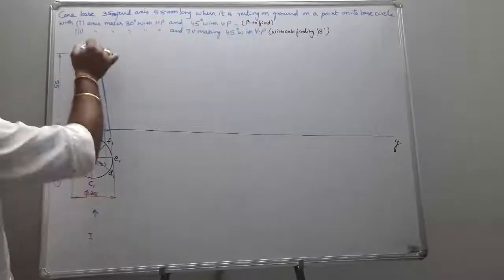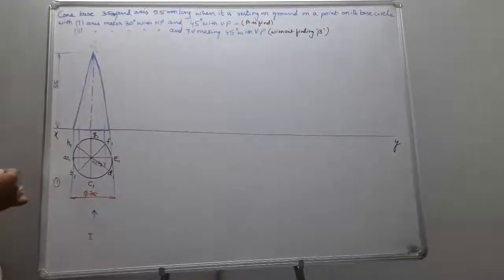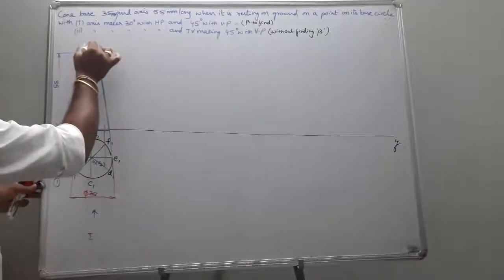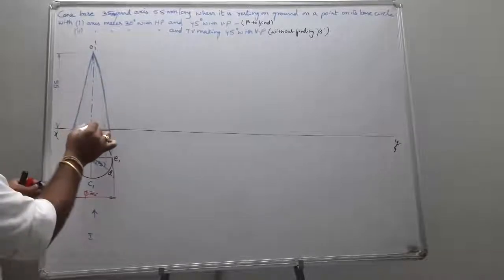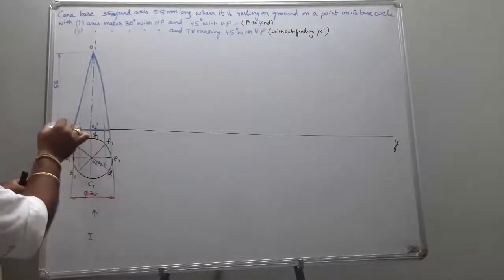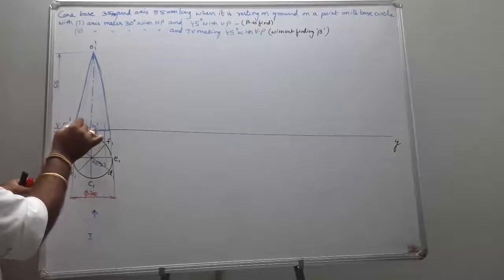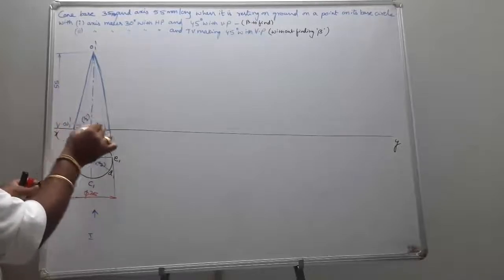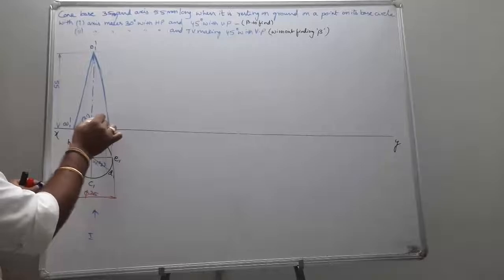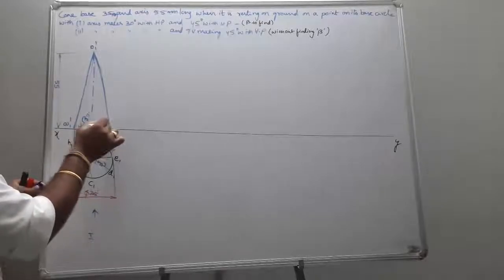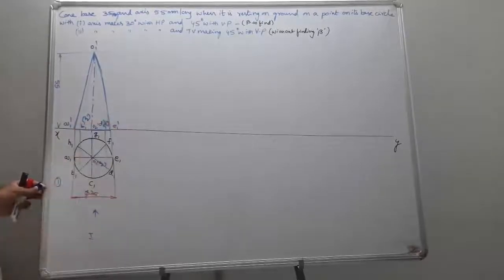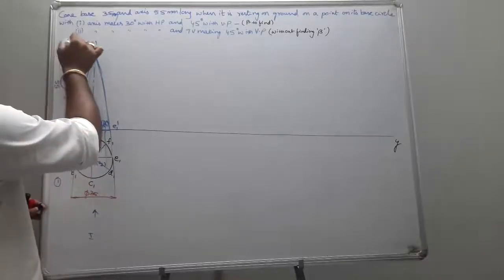So this becomes your O1 dash. This is O2 dash. This becomes A1 dash. This becomes D1 dash of H1 dash. This is D1 dash of F1 dash. It is E1 dash. So this was step 2.